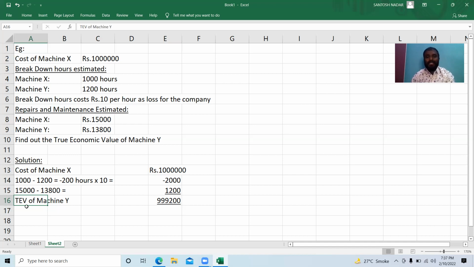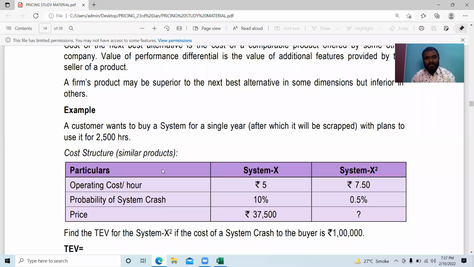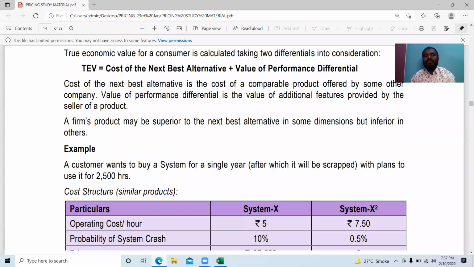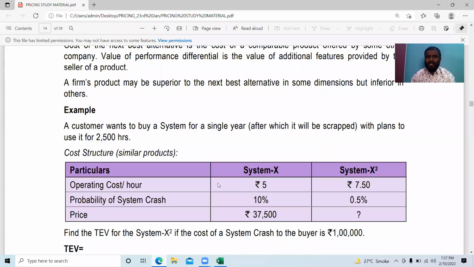We do have an example based on this in our ICAI study material as well. We can refer to that also. It is from page number 6.14 of the study material. We can quickly go through this and cover one question from our study material. Let us read that. It says a customer wants to buy a system for a single year, after which it will be scrapped, with plans to use it for 2,500 hours. That means the total operative hours are 2,500 hours.